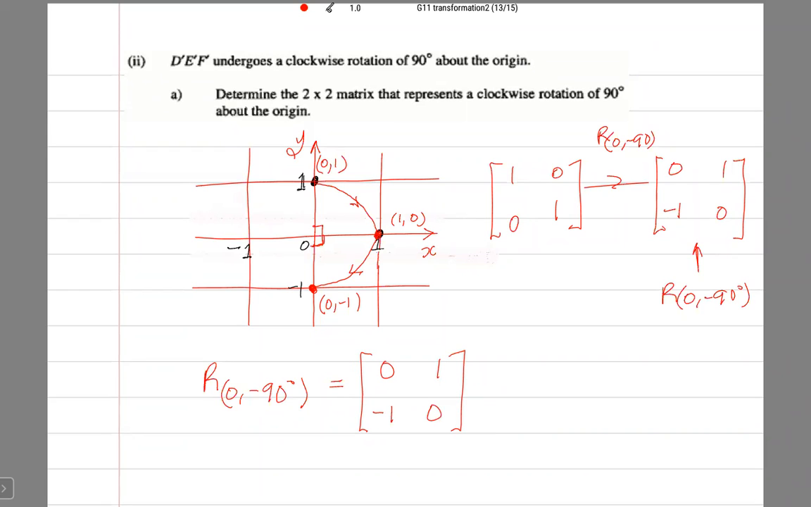So one more time, this is what I said. If you wish to determine the 2 by 2 matrix that represents a particular transformation, apply the transformation to these 2 points, the point (1, 0) first, and then (0, 1). Whatever those points become, arrange that as a 2 by 2 matrix, and that is the answer you are looking for. Let's move on.